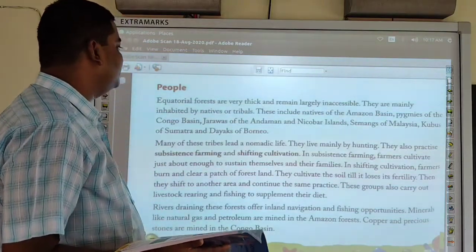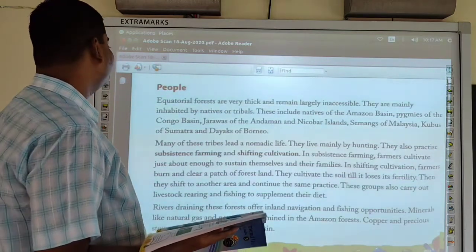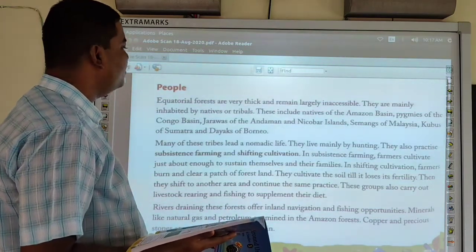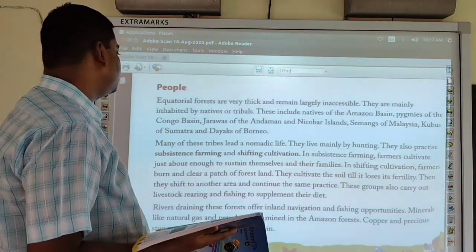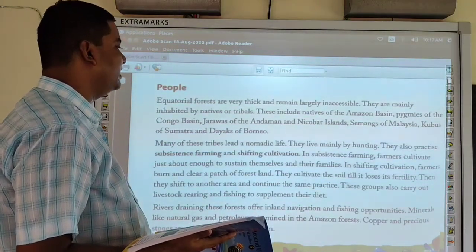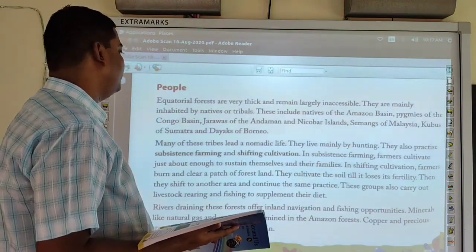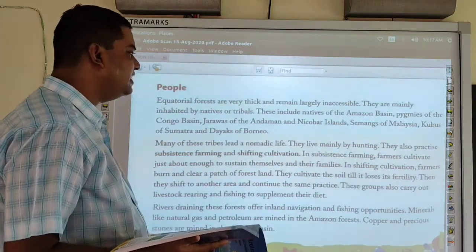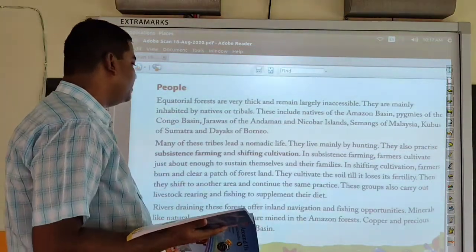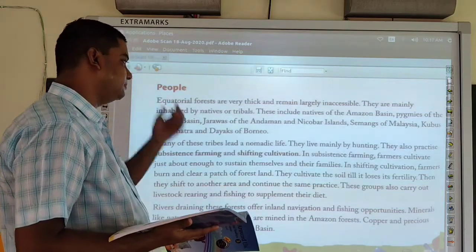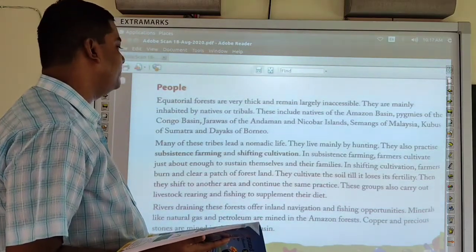Many of these tribes lead a nomadic life. They live mainly by hunting. They also practice subsistence farming and shifting cultivation. In subsistence farming, farmers cultivate just above enough to sustain themselves and their families. In shifting cultivation, farmers burn and clear a patch of forest land. They cultivate the soil till it loses its fertility. Then they shift to another area and continue the same practice. These groups also carry out livestock rearing and fishing to supplement their diet.